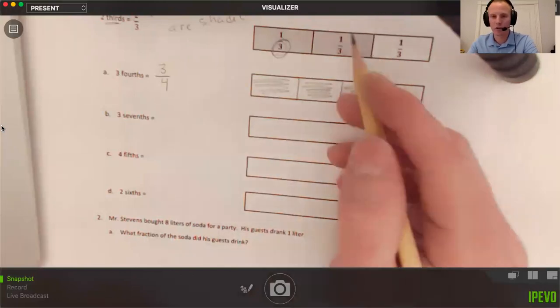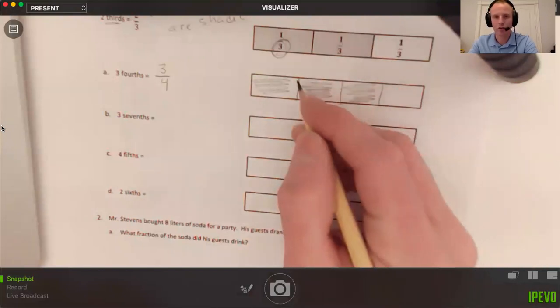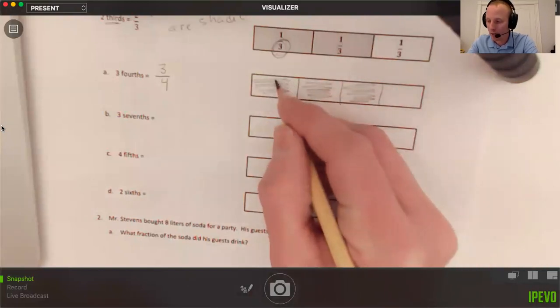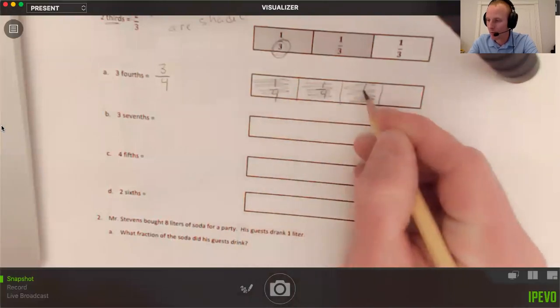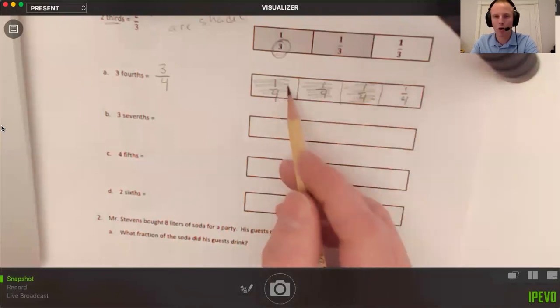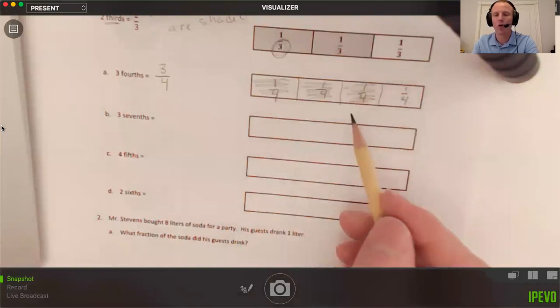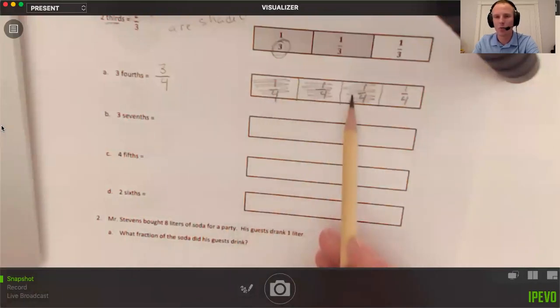And the other part that it says to do is write the unit fraction inside of each part. So this would be 1/4, 1/4, 1/4, and 1/4. So that shows that there are 4 1/4ths in one whole. More on that later this week for sure. We're going to start using number bonds and things like that to explain that concept. But there are 4 1/4ths in a whole, and you're shading in 3 1/4ths or 3/4ths.